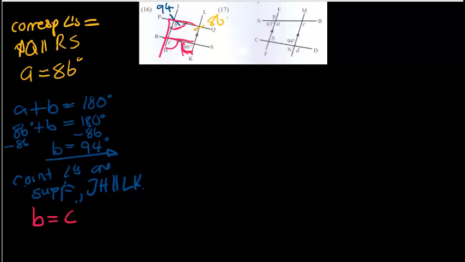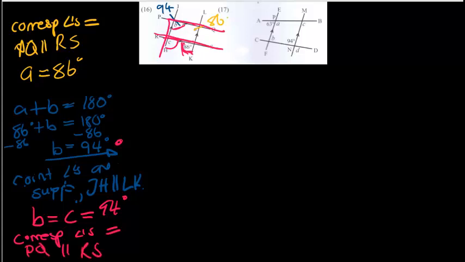So I am going to say that B is equal to C is equal to, what did we say? 94 degrees. And the reason for that is that corresponding angles are equal to one another, and the lines that are parallel are these. So that's going to be PQ is parallel to RS. That is question 16. Let's do question 17.